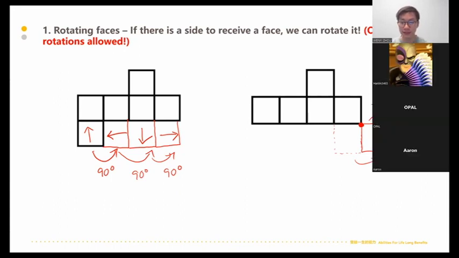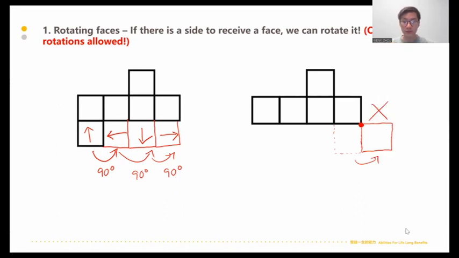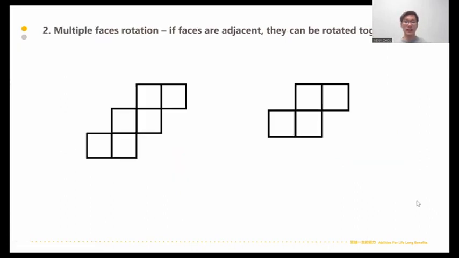Okay, let's see. Guys, now let's move on to the second step, which is actually, even if we are rotating just one face, we can rotate multiple faces in one go, okay? And how do we do this? We say if the faces are adjacent, they can be rotated together, okay? Now, what does that mean?